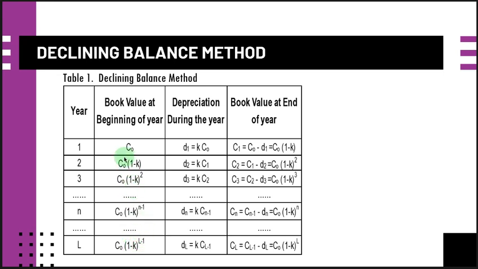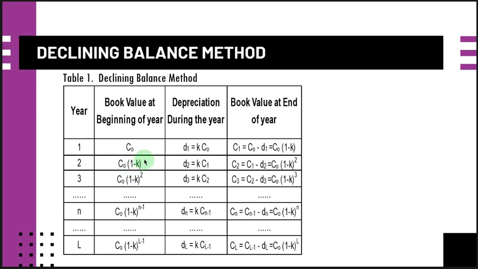As you can see, there is a trend for calculating the book value at the beginning of the year. For year 1, this is actually equal to C0 times the quantity 1 minus k raised to the power of 0. Since any number or variable raised to the power of 0 is equal to 1, it is just put here as C0. But originally, this is C0 times the quantity 1 minus k raised to the power of 0. And for year 2, C0 times the quantity 1 minus k raised to the power of 1.